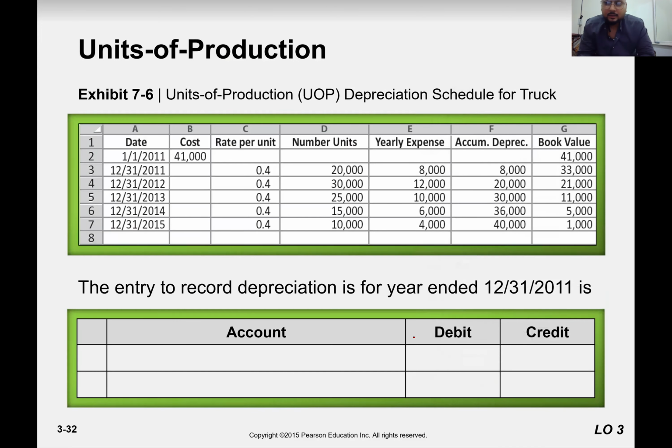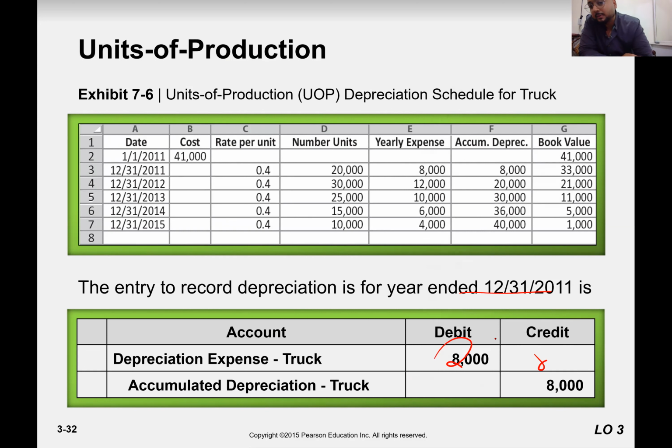So what is the entry? Simple. The entry of the depreciation was the same, just the amount of figures here are going to be different. Depreciation expense to cumulative depreciation for first year 8,000, second year 12,000, third year going to be 10,000. This is like that. Fifth year going to be 4,000.